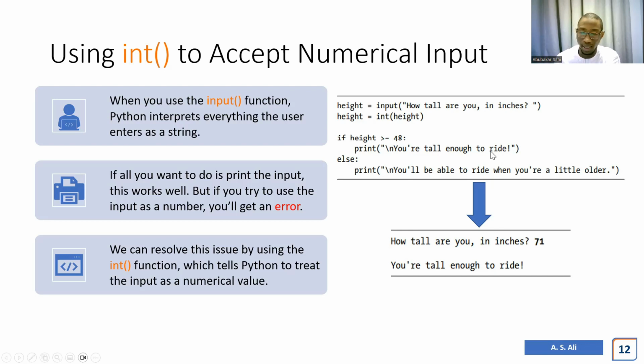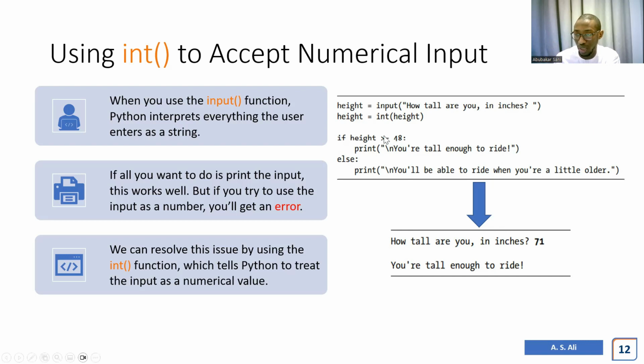Let's say we take children to maybe an amusement park and they want to go on horse riding, but there are some rules, or they want to ride a merry-go-round. So we want to make sure they are tall enough. Okay.